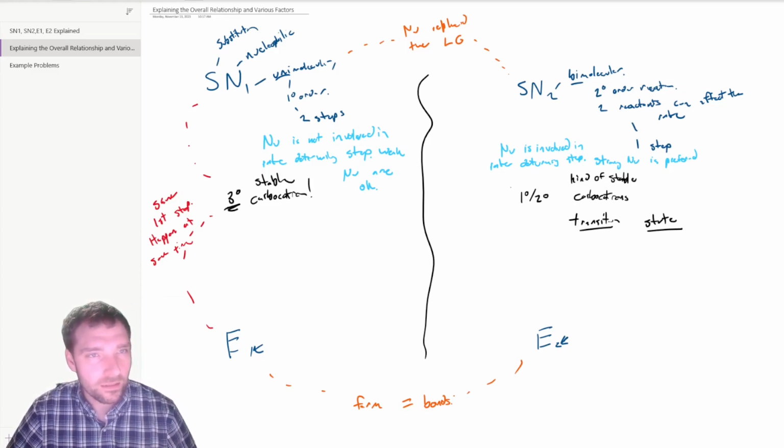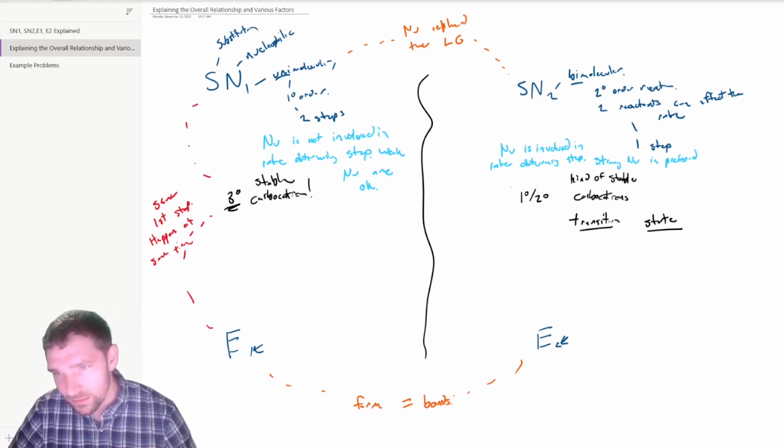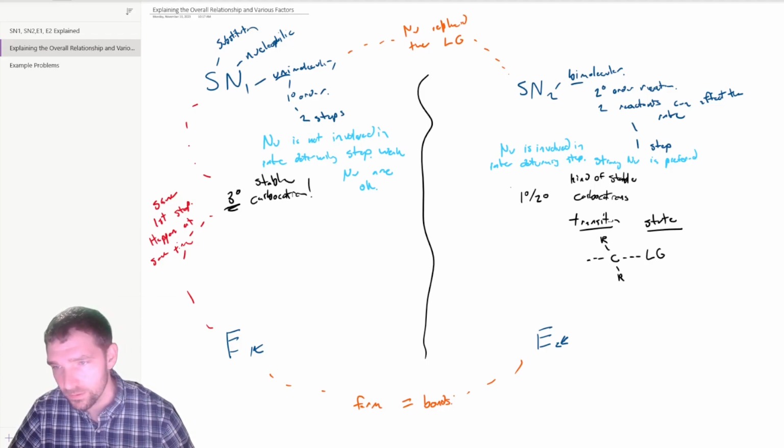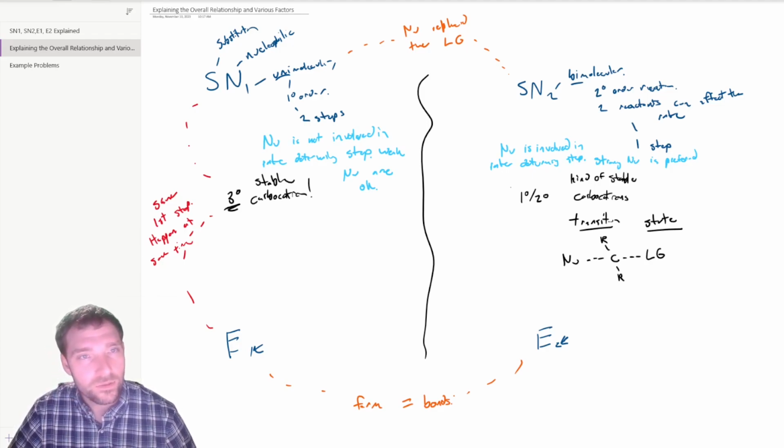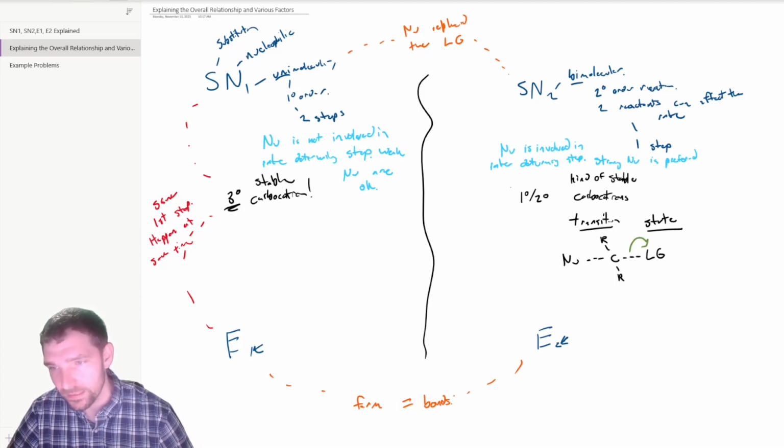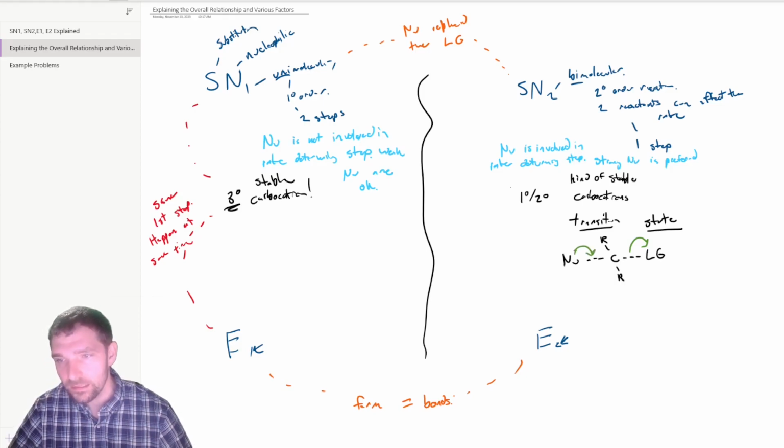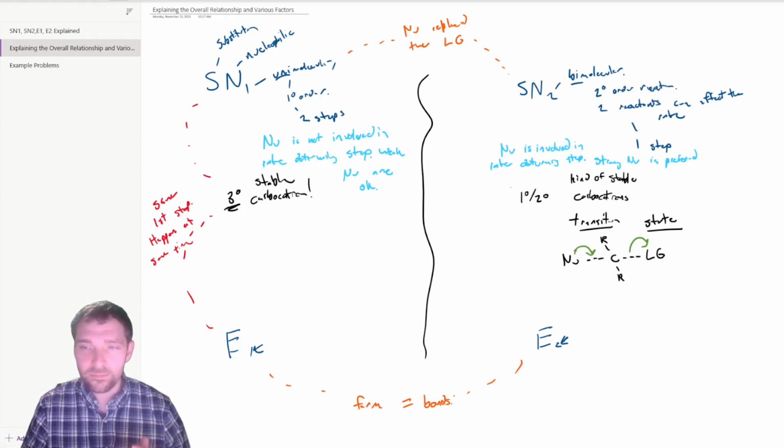Also, I wanted to draw in something that looked a little bit like the transition state. So if you've got this carbon, oftentimes you've got other R groups. And you've got the leaving group leaving, and you've got the nucleophile coming in. So in reality, the leaving group is bouncing off while the nucleophile is coming in at the same time.